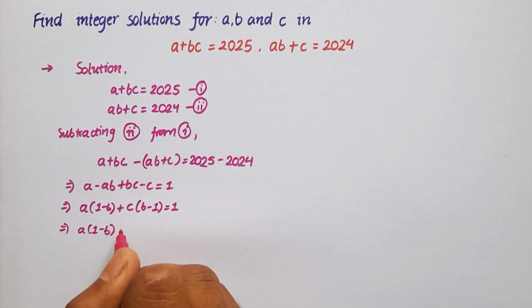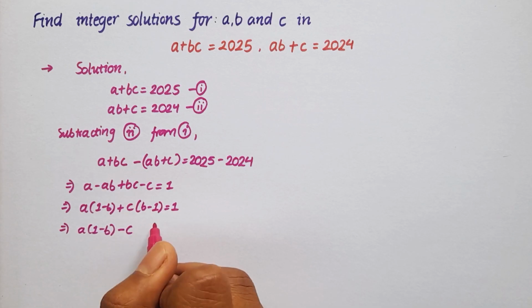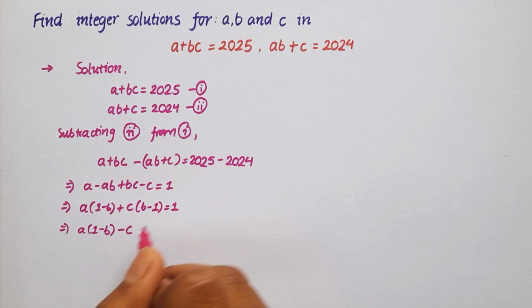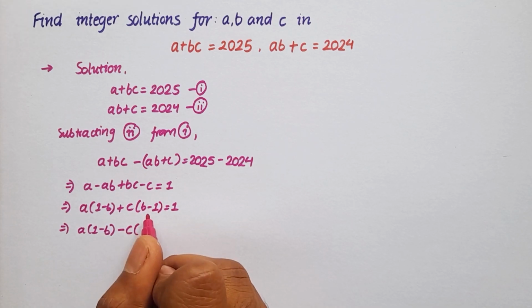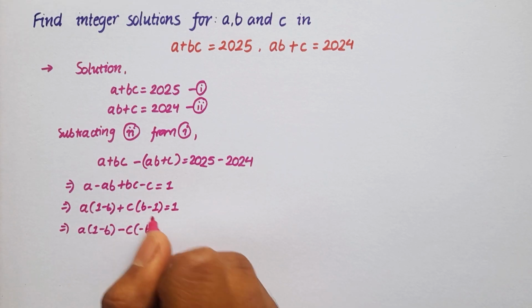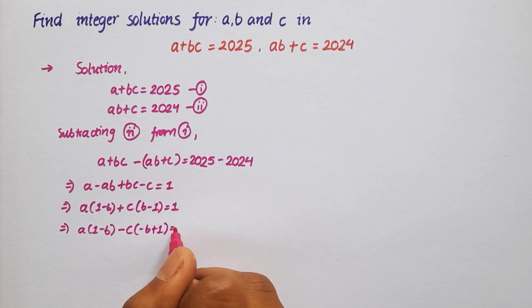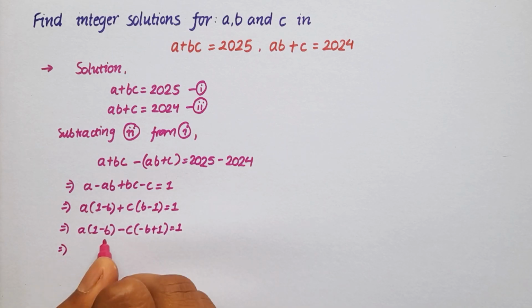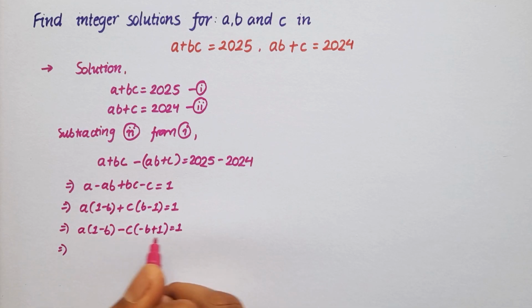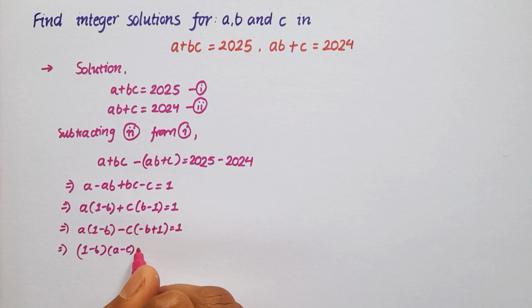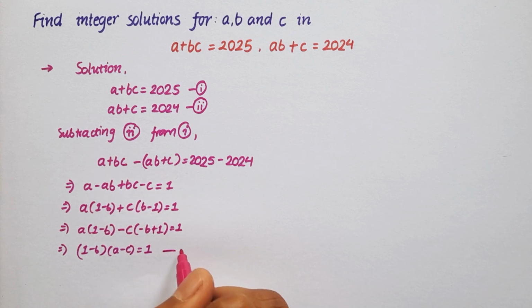If I bring the negative outside, every term inside this bracket would have the opposite sign, which means if there is plus b, now it would be minus b. And if there is minus 1, it would be plus 1, is equal to 1. Now we have 1 minus b common in both the terms. So I'll just take it common and write down the remaining part. And this gives us a third equation.